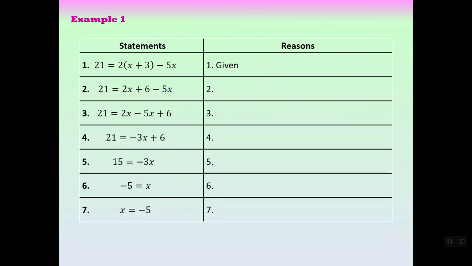So here's our initial statement, and that's just the starting point, our given information. So the reason is already written in there for you as given. So we say to ourselves, okay, how do we go from step 1 to step 2? You can see that the expression that's part of the right-hand side of the equation, 2 parentheses x plus 3, has been rewritten in a different form, 2x plus 6, and we used the distributive property to do that, and so our reason for that is the distributive property.